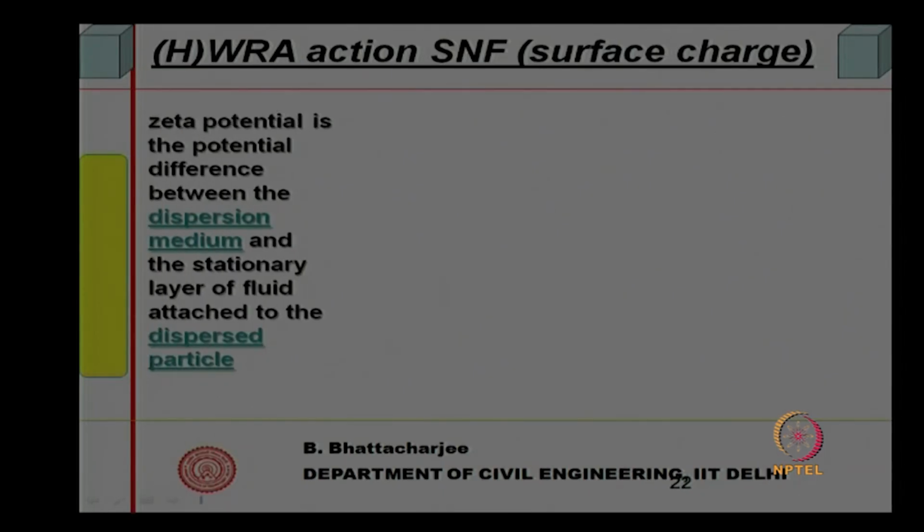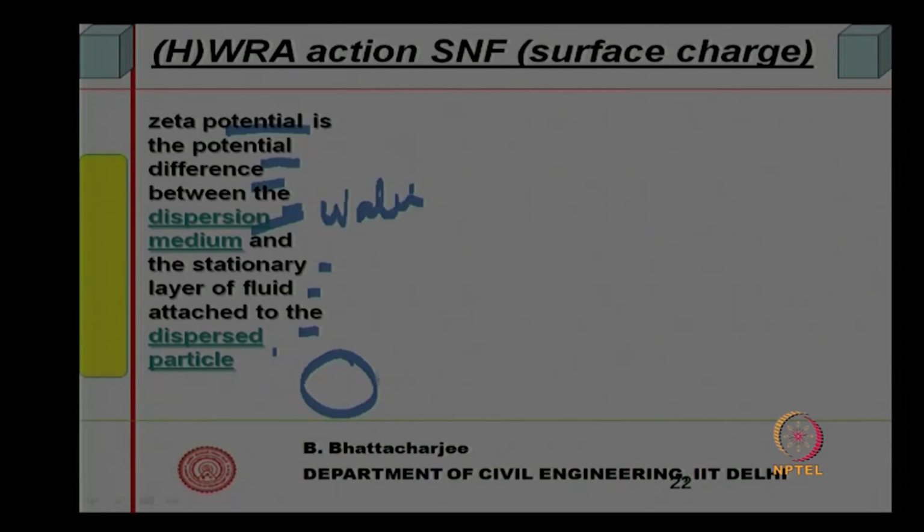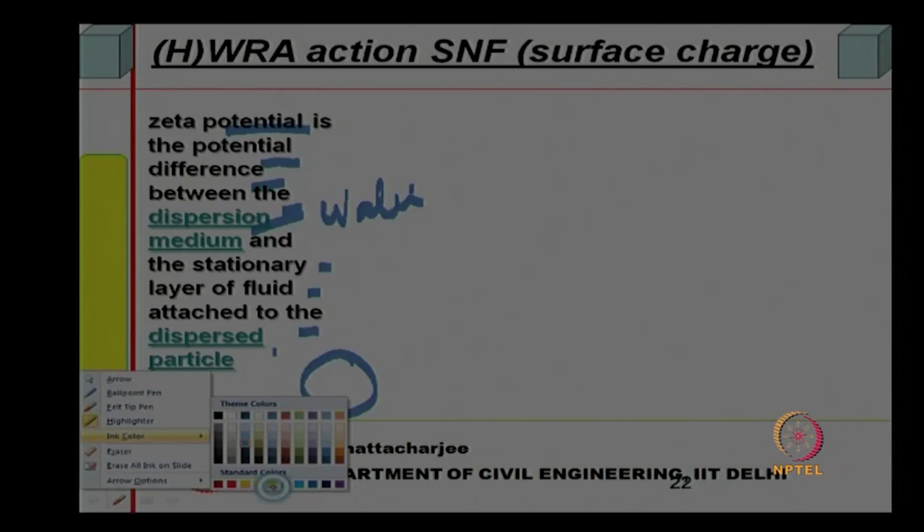Now, this charge increase has been measured also, and it is defined in terms of zeta potential. Zeta potential is the potential difference between the dispersion medium, that is your water in our case, and the stationary layer of fluid attached to the dispersed particle. So, if these are your particles, and your surrounding water layer is somewhere here, right.